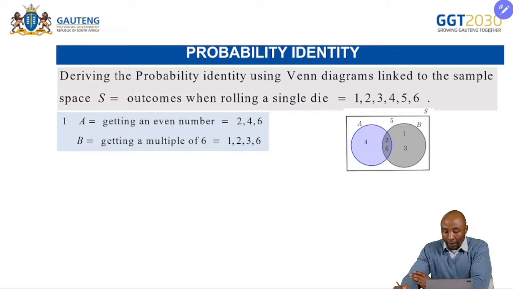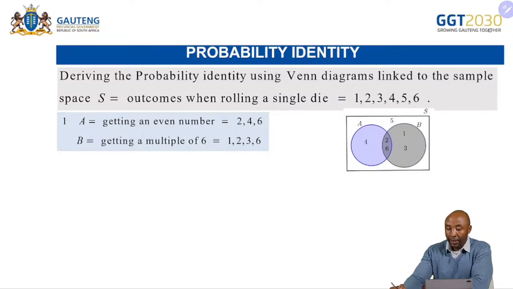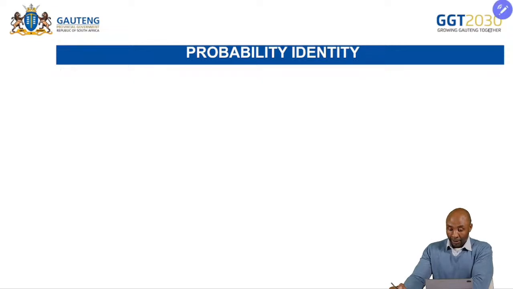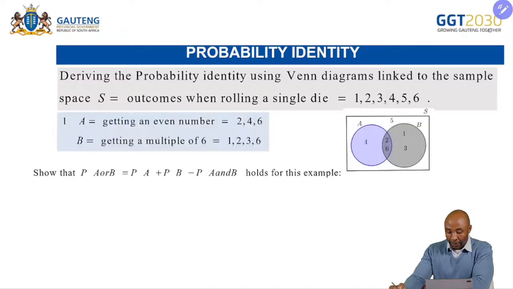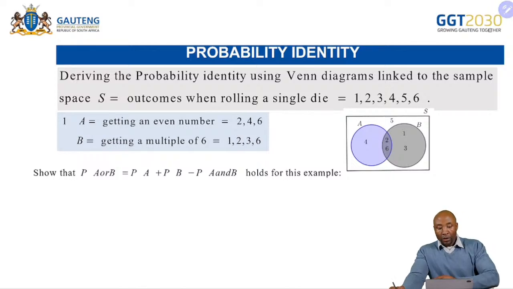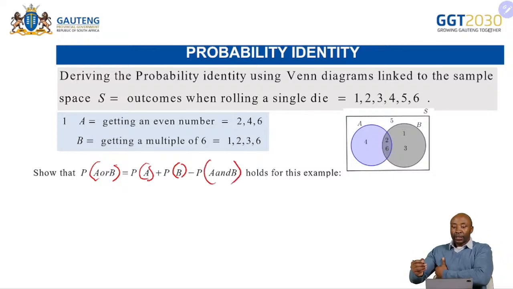This, I will do faster. This is what I had drawn in the previous slide, and you are able to see what is happening there. I've indicated these outcomes there. This one looks a bit neater, and we have seen the outcome. So we need to show that the probability of A or B is equal to the probability of A plus the probability of B minus the probability of A and B, like that.